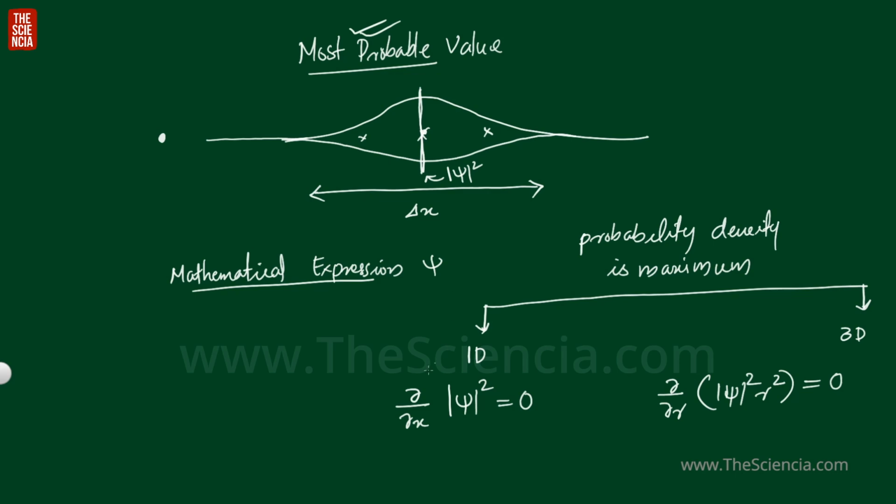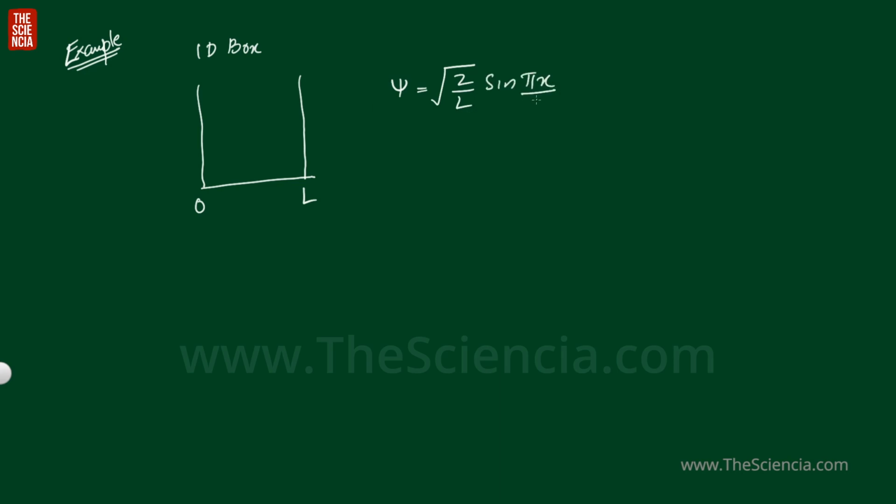Okay. One example problem. Let us consider a 1D box, a 1D box of length 0 to L. And I am considering a wave function equal to root 2 by L sine pi x by L. This is a ground state wave function, so it will look like this one. Now the question is, we have to find the most probable value.